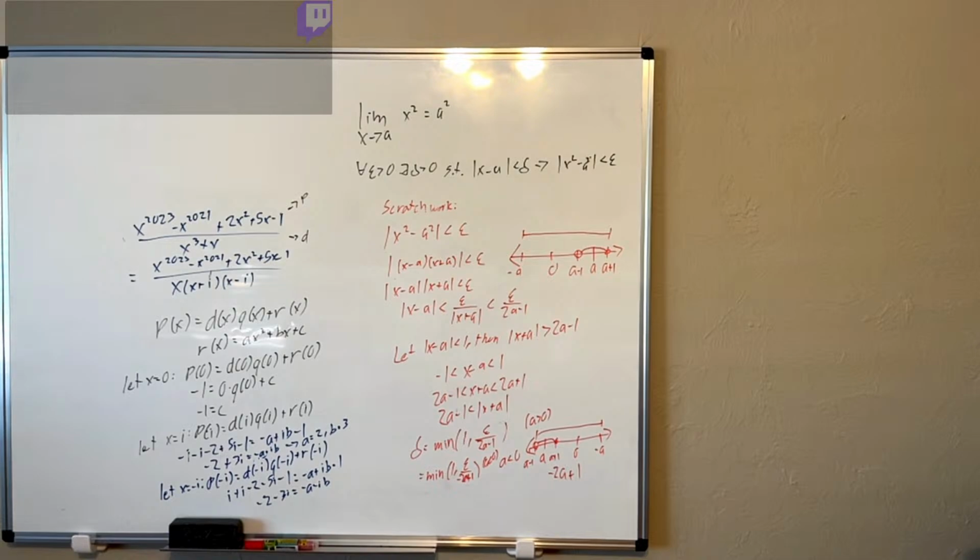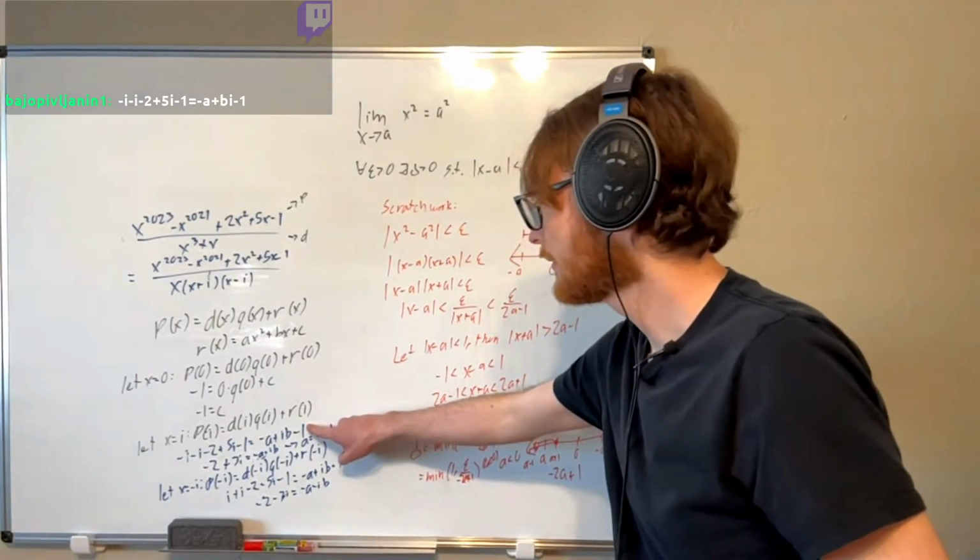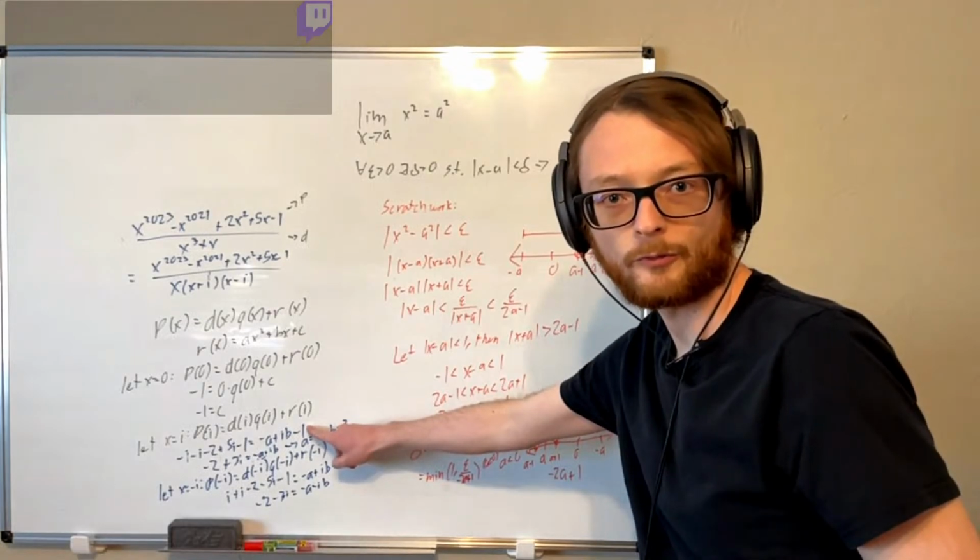Minus i, minus 2 plus 5i minus 1. What do I have? It's minus a plus bi minus 1. Yeah, so that matches for that line there. So we agree for x equals i.